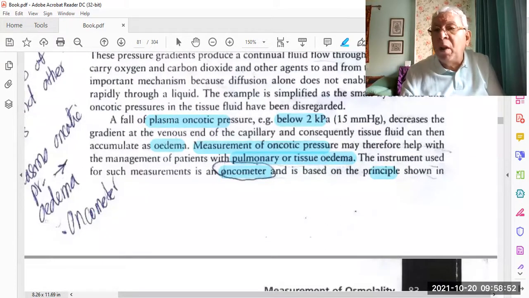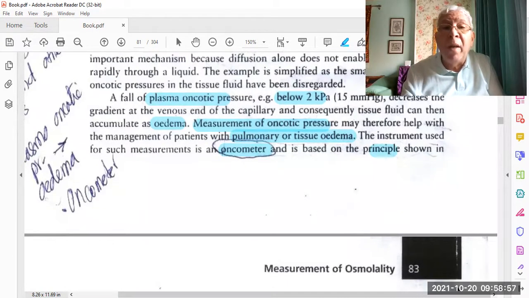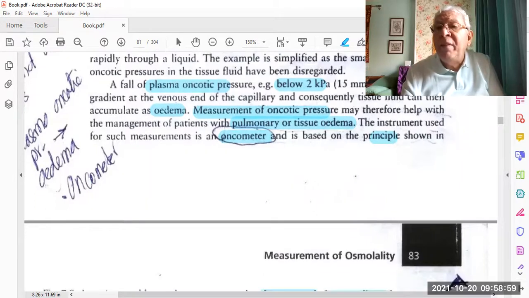The measurement of the oncotic pressure of the plasma by an oncotometer is based on the compartment scenario we mentioned before, that we have two compartments. On the left one we put a solvent, and on the right one we put plasma instead of saline, and we will notice how much this plasma can hinder the passage, or induce a counter effect, on the passage of the solvent from the left side to the right side. It will create a pressure.